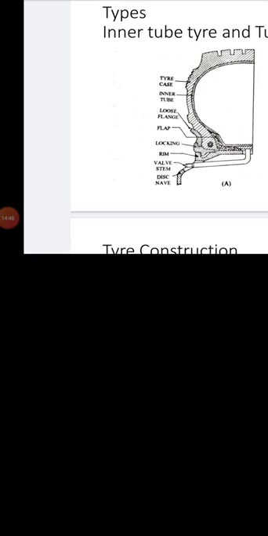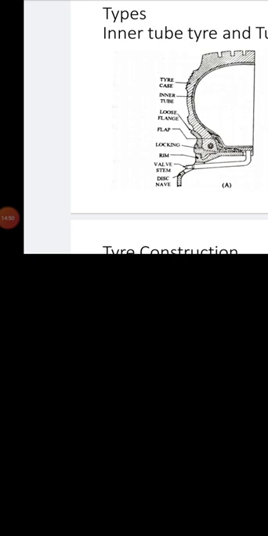So in that case tubeless tire is very much easy to assemble. Okay, so these are the benefits of a tubeless tire over the tube tire.